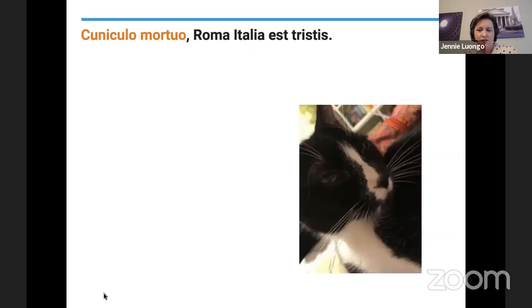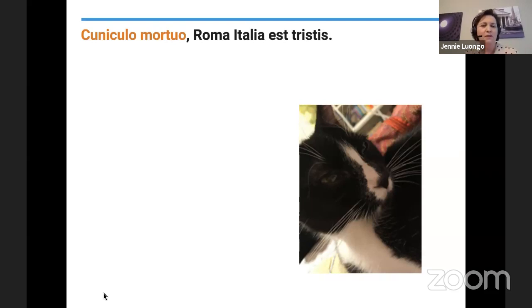All right, speaking of sad. Nostra feles, our cat, Roma Italia. Roma Italia est tristis cuniculo mortuo. So again, thinking about what the sentence means, but also what cuniculo mortuo is in terms of type of ablative. So our cat, Roma Italia est tristis, is sad. Cuniculo mortuo, with our bunny having died, with our bunny dead, after our bunny was dead.